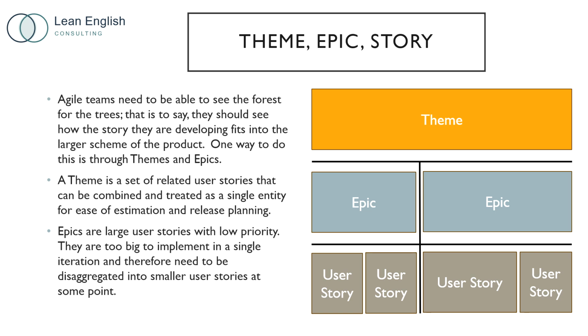Epics are large user stories with low priority. They are too big to implement in a single iteration and therefore need to be disaggregated into smaller user stories at some point. And user stories can be split if they are too large to handle in one iteration.